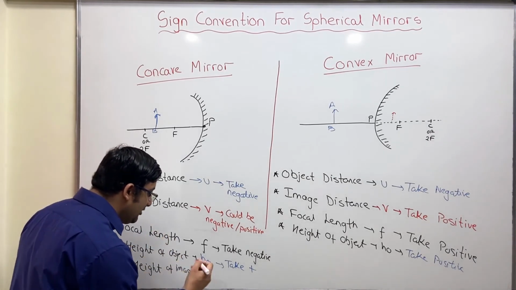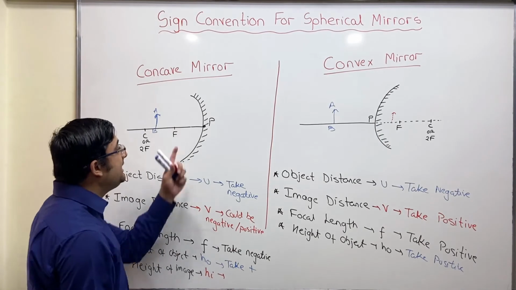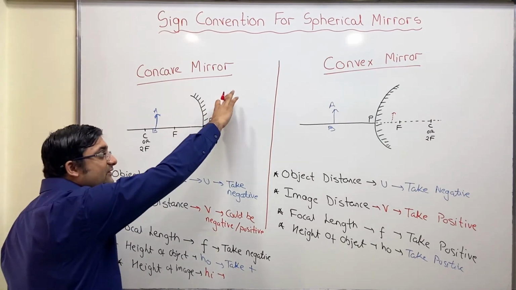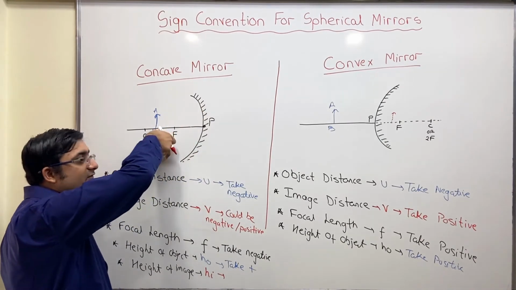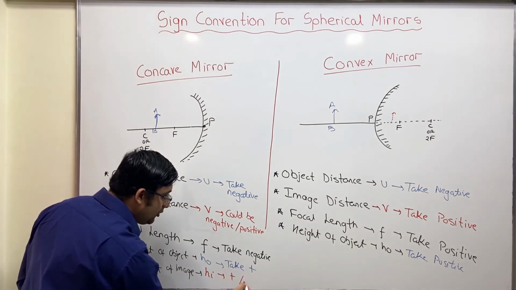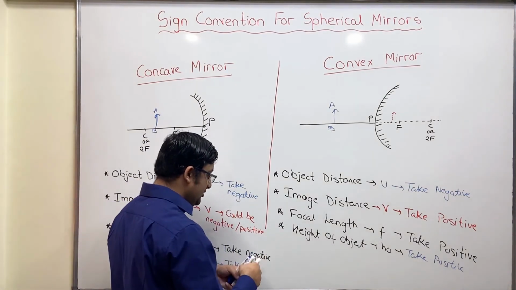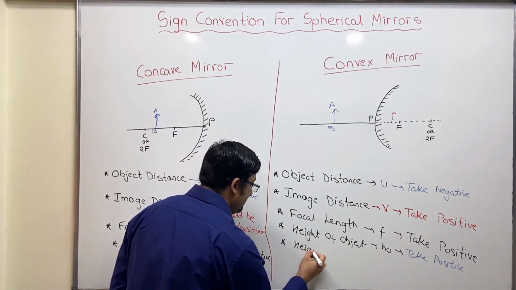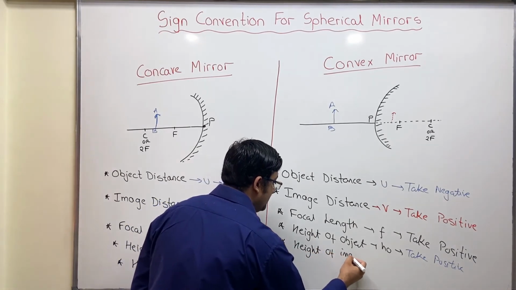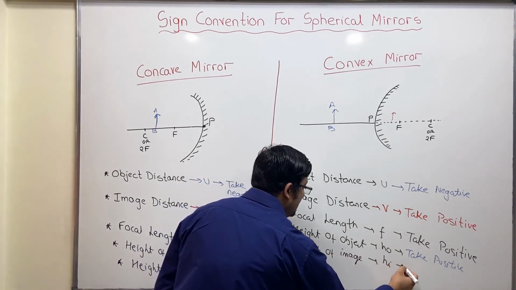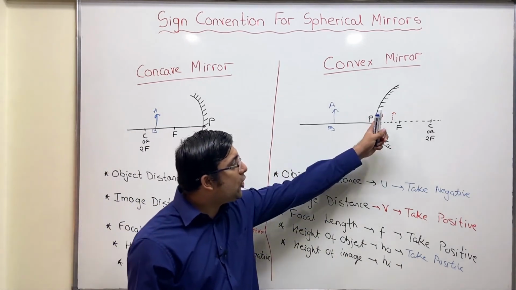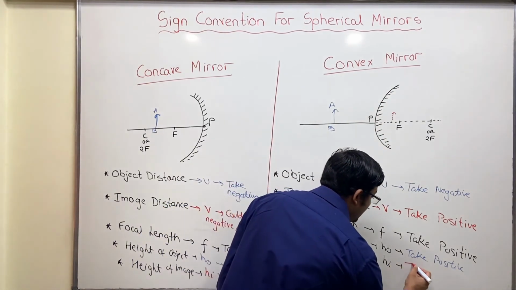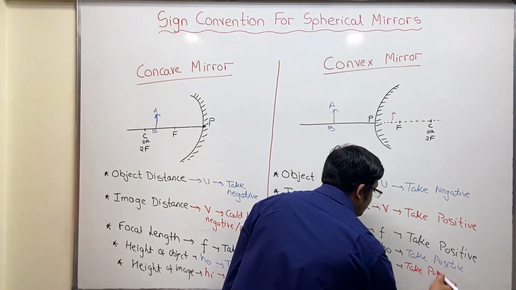So see guys, when we talk about height of image, it is HI. Now guys, in the case of a concave mirror, the image can be virtual and erect, or it could be real and inverted. So whenever the image is erect, we'll take it as positive. Whenever it is inverted, negative. So it could be positive or negative. Is this clear? Similarly over here guys, height of image, which is HI. Now, in the case of a convex mirror, the image formed is always virtual and erect. Erect image means it is above the principal axis, hence always positive. So take positive.